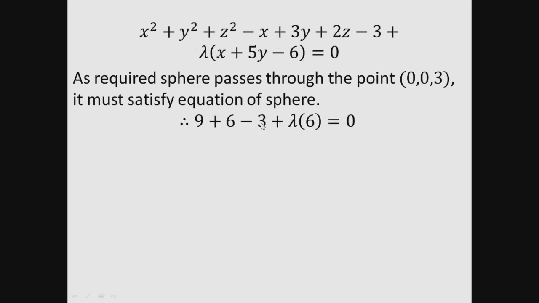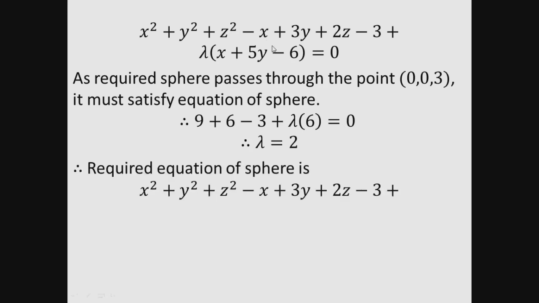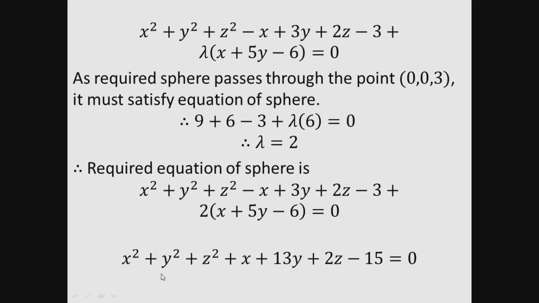So putting it in, it gets simplified to 9 plus 6 minus 3 plus λ into 6 equal to 0. So that gives us λ equal to 2. Substitute this back into the family of spheres. So we get x square plus y square plus z square minus x plus 3y plus 2z minus 3 plus 2 into (x plus 5y minus 6) equal to 0. Simplifying it gives us the required equation of sphere, x square plus y square plus z square plus x plus 13y plus 2z minus 15 equal to 0.